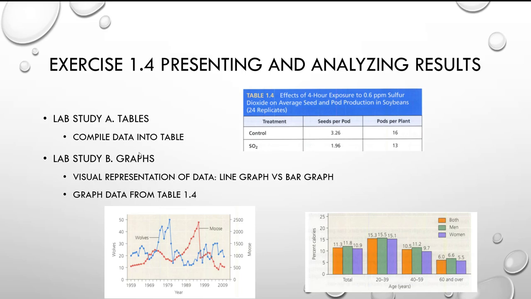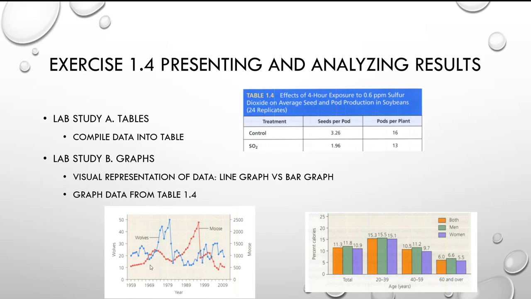A graph is a visual representation of the data, and we talked about how to construct a graph in our previous video. We basically do either a line graph or a bar graph based on whether it's continuous or discrete variables. In this case, you can see that it's continuous because we have years, and then we have the number of wolves and the number of moose.